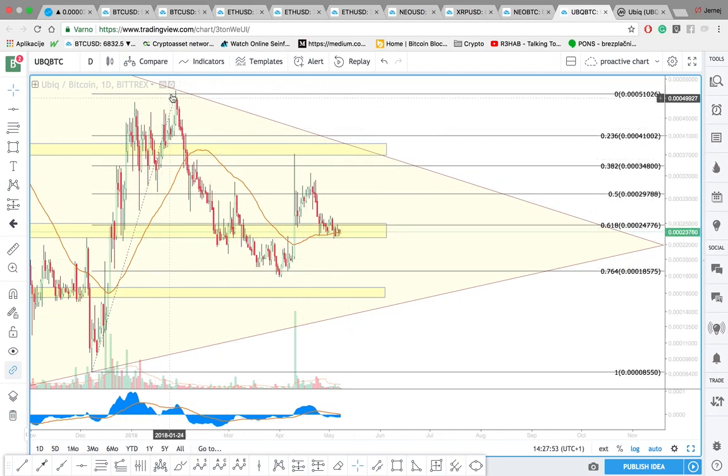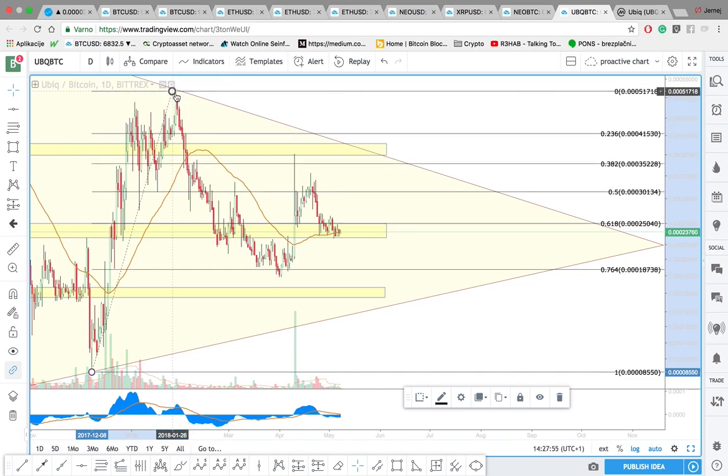And what can we see here? Yeah, we bounced off 0.764 again. I know some people will use 0.786, but I'm using this one because it's mirroring 0.236. But I wouldn't go into much detail about that. It doesn't matter which one you use, they're really similar.